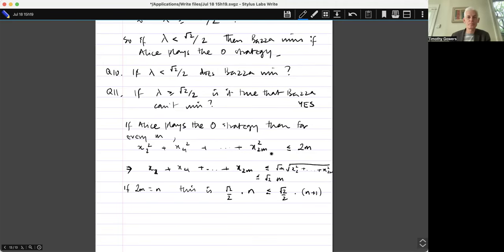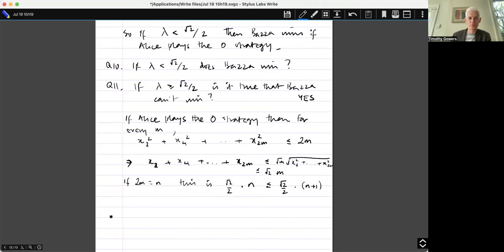So I'm now zeroing in on a pretty strong conjecture. I believe that if lambda is less than root 2 over 2, then Bazza will win. And I believe furthermore that Bazza will win by playing greedily. So let's make that a new question. This is a further elaboration, or specialization, of question 10.